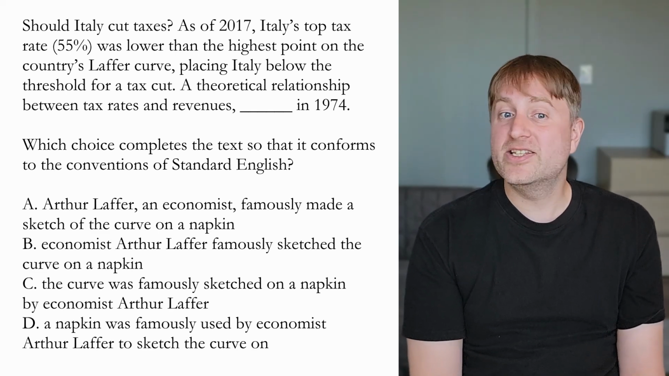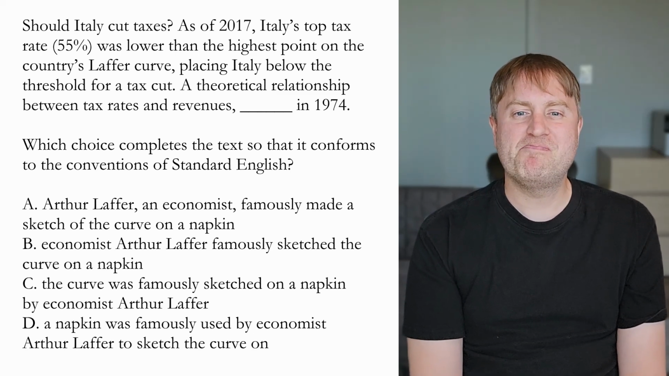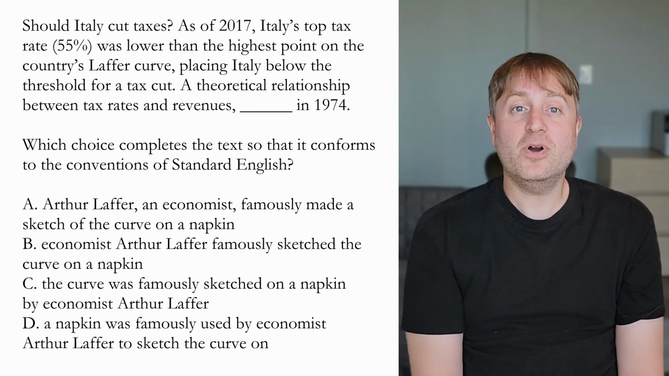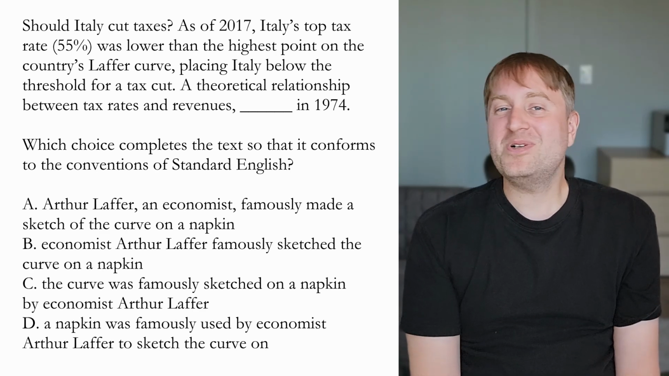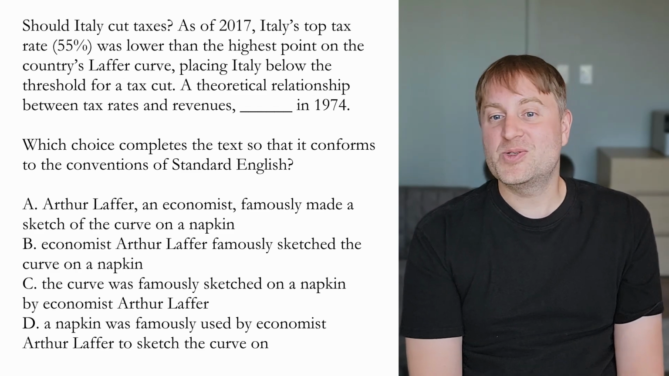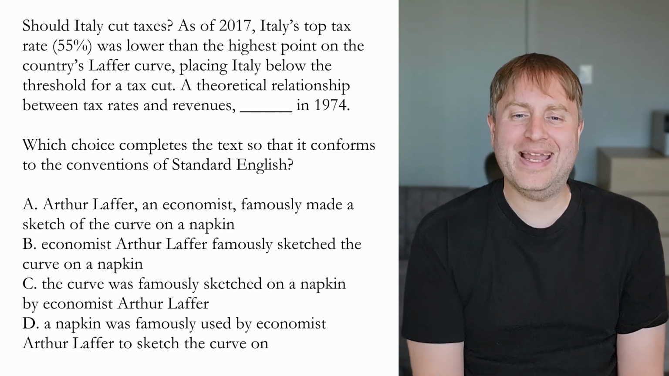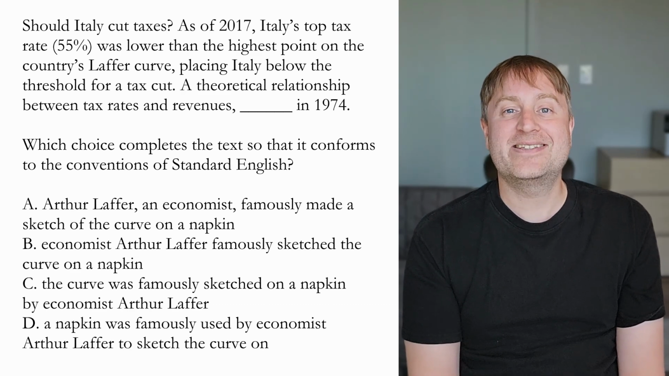Answer choice C starts with the curve. Could the curve be a theoretical relationship? Maybe. After all, a curve expresses the relationship between two variables. But if we're still not confident, let's check out answer choice D. That one starts with a napkin. And there's no way that a napkin could be a theoretical relationship. So the answer has to be C.